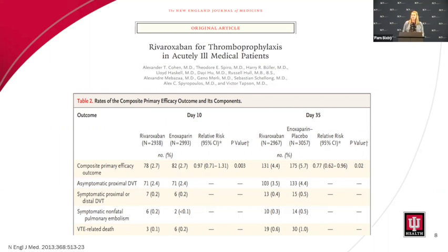And you can see here that for the composite of the primary efficacy outcome for any DVT, symptomatic pulmonary embolism, or VTE-related death, there was no difference between Rivaroxaban and Enoxaparin at the day 10 analysis, which met non-inferiority. And then looking at the day 35 analysis, again, there was a 4.4% of patients met the composite outcome for Rivaroxaban versus 5.7% in the Enoxaparin group, which met the superiority endpoint at day 35.